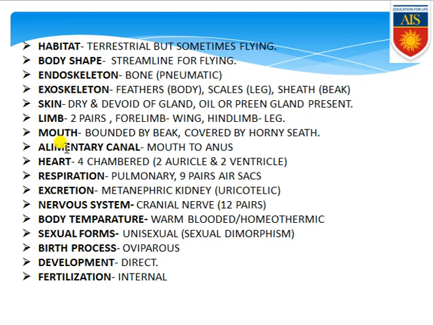Sexual forms: they are exclusively unisexual because within each and every body one sex organ is present. Birth process: they are oviparous because they lay eggs, and from those eggs new babies take birth. Development is direct, no larval form. Fertilization is obviously internal, within the female body. So these are the general features which can be found in the class Aves or birds.